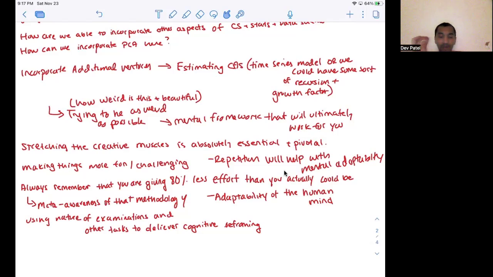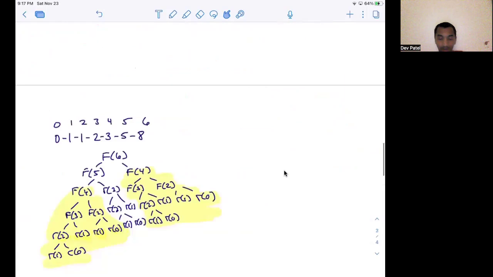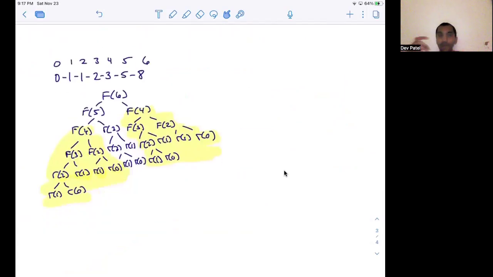Also, just having a meta awareness of nature and what to expect, and even using different parts of examinations or other tasks that you've seen to cognitively reframe how you view certain things. That's also essential. And then now let's just talk about the Fibonacci sequence.